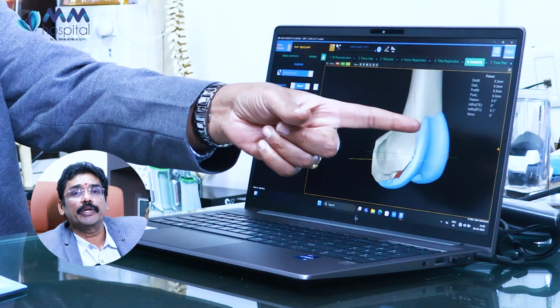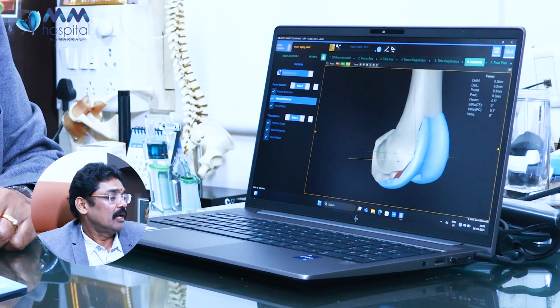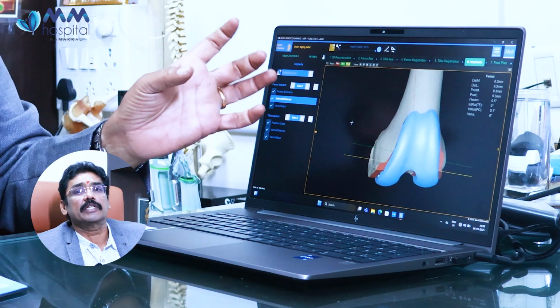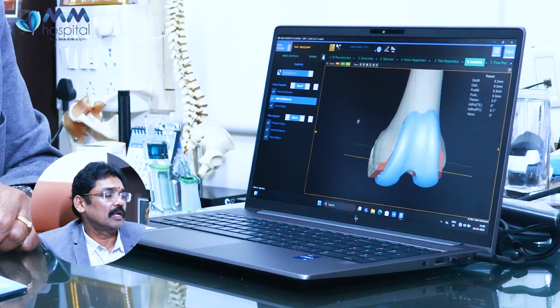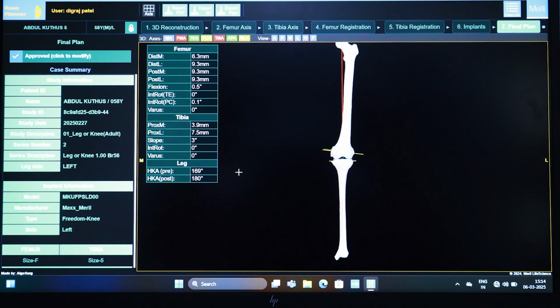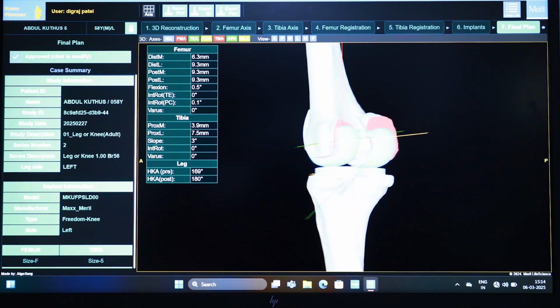So in this software, this is the way I get how much bone I should cut, what implant I should put, and how many degrees of implant rotation I have to do. If I am not satisfied, I do this correction immediately. Once all this planning work is done, we get a final plan. The final plan is that before surgery this angle was 169, and after surgery it is 180 degrees.